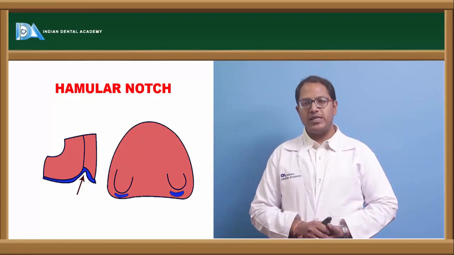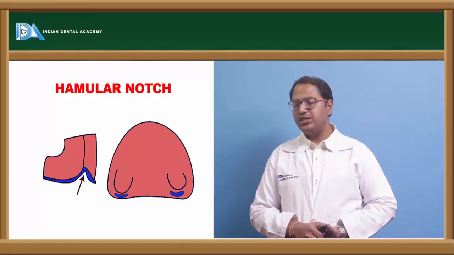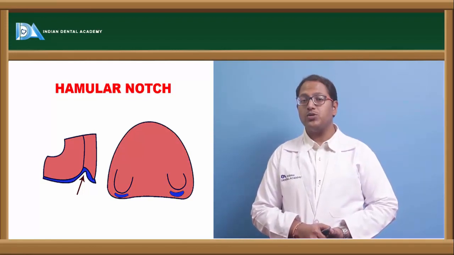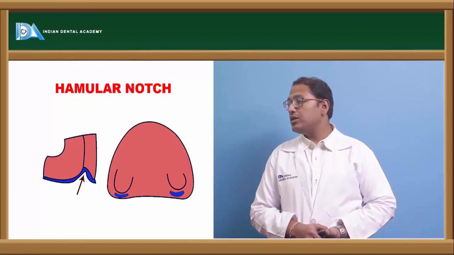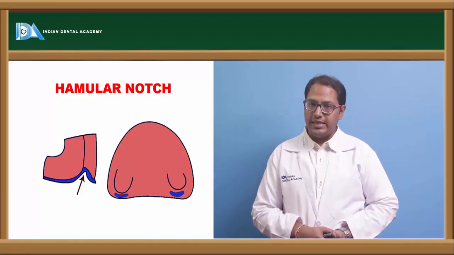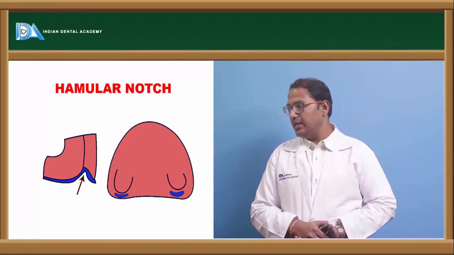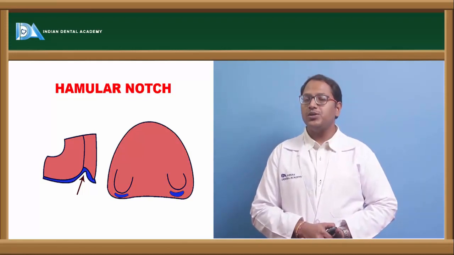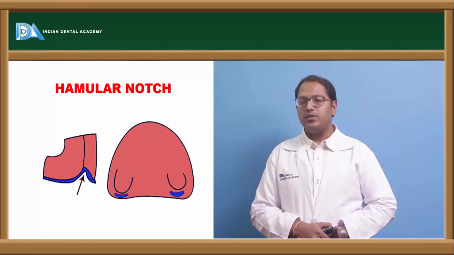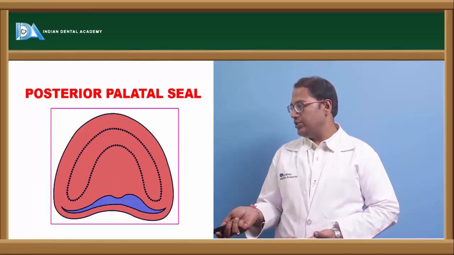The tissue which is present in the hamular notch region is loose areolar connective tissue. So, what is it helpful in? Because this area is near the posterior palatal seal, when the denture gives pressure towards the posterior palatal seal, it will not dislodge because it is a loose areolar tissue. So, it will help in retention of the denture.